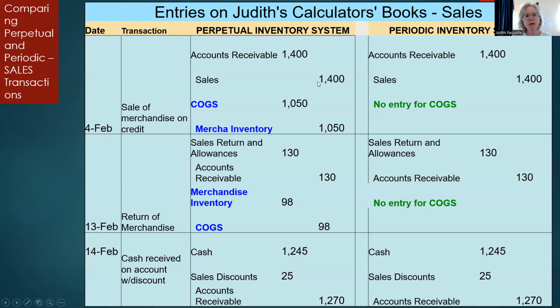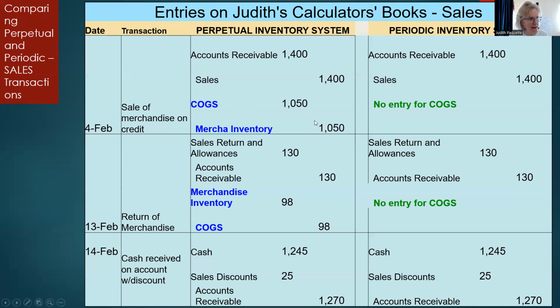Because it's merchandise, we use sales for the revenue account. If it were service, we'd say service revenue. Here we're debiting cost of goods sold because we're saying we had a cost, and you can see how cost is less than the sales amount. That should make sense to you, right? You buy at one price and you sell at a higher.